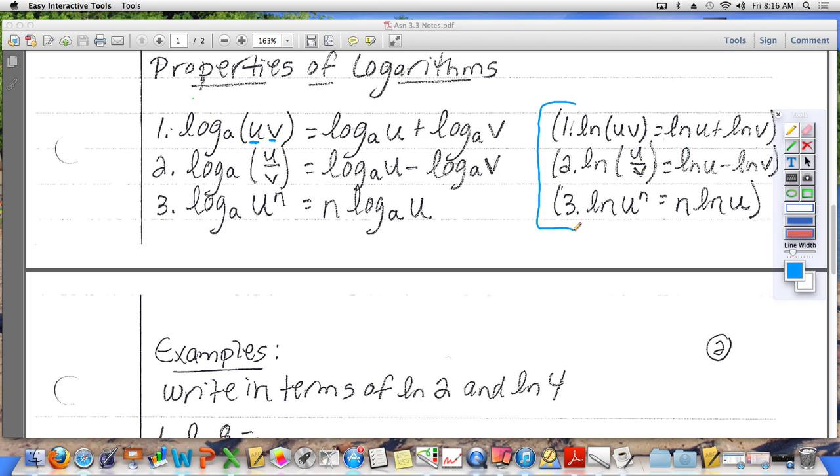All right, log base A of two things divided. So we have a U divided by a V. That's the same thing as taking log base A of U minus log base A of V. Same thing happens with the natural logarithm: ln of u divided by v is ln u minus ln v. You just have to remember that if you're multiplying, you put a plus sign in between them. If you are dividing, you throw a minus sign in between them.